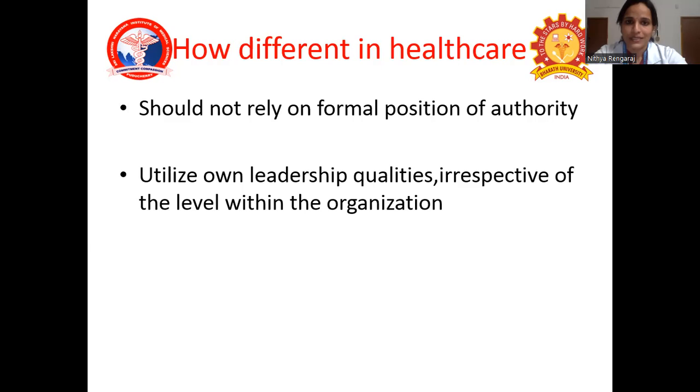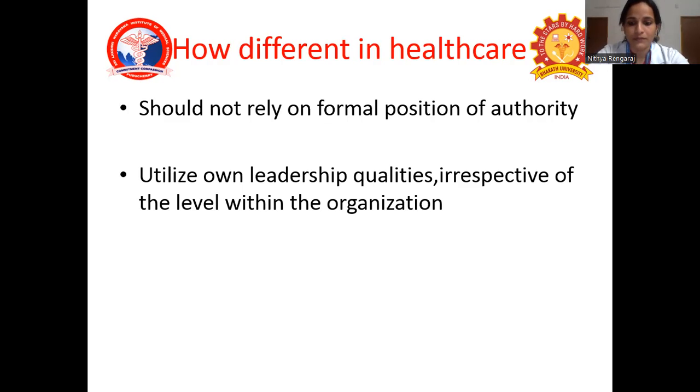So how different is leadership in healthcare from other fields? We know that it should not rely on formal position of authority. It should basically utilize one's own leadership qualities, irrespective of the level within the organization. So for example, the HOD in the department need not be doing it always. Each and everybody has to be contributing.